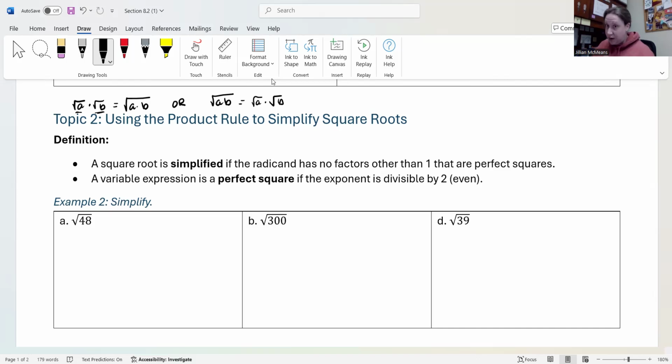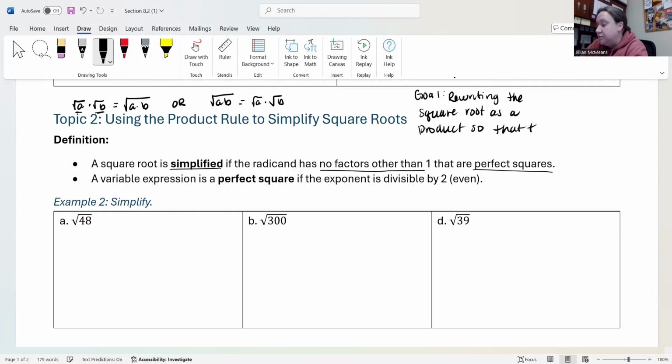Now, what does a simplified radical mean? Well, a square root, very specifically square roots for this video, is simplified if the radicand has no factors other than one that are perfect squares. So here's our goal. Our goal is to simplify square roots by rewriting the square root as a product so that the radical has no perfect square factors.